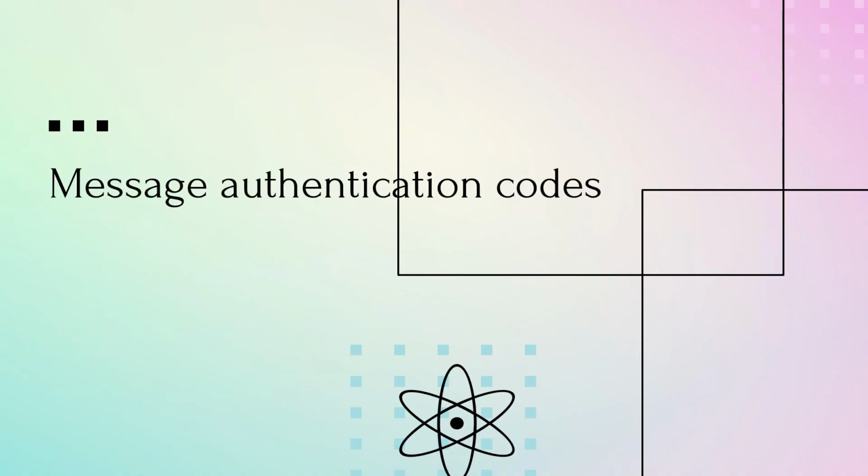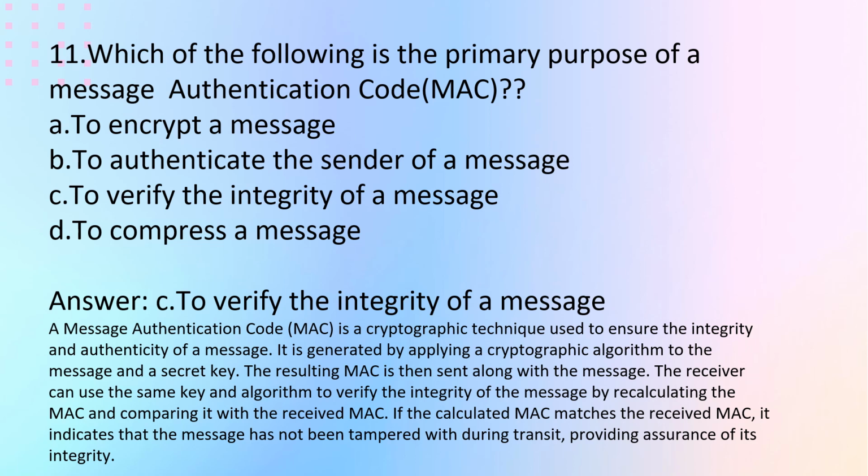The following questions are based on the concept of message authentication codes. Next question is, which of the following is the primary purpose of a message authentication code (MAC)? The answer is to verify the integrity of a message.